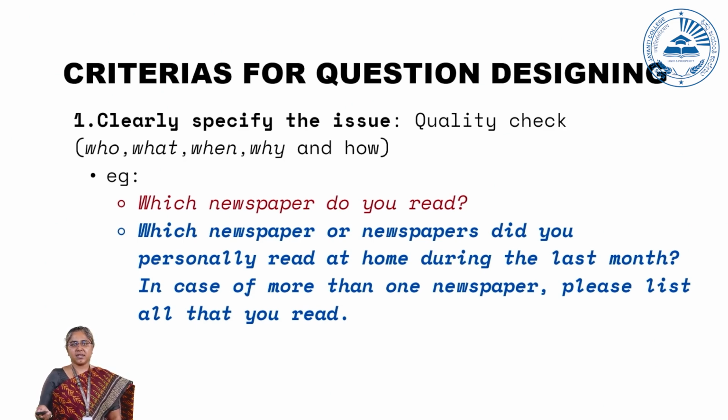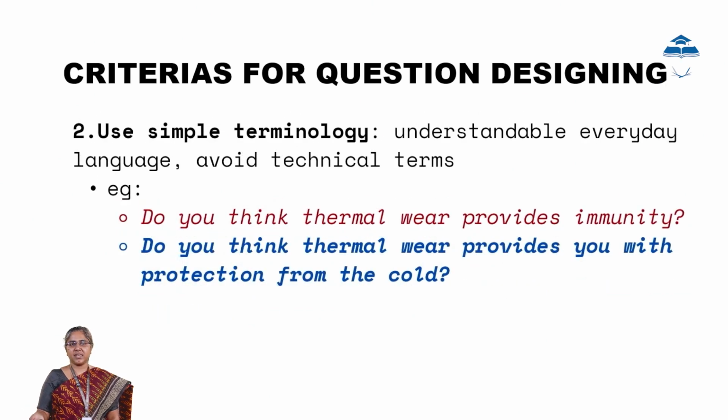The second criteria for question designing is use simple terminology. The words that you choose for framing your questions must be understandable by the respondent. You cannot use technical terms, like jargons, that would hamper the understanding of the respondents. So hence it is advised that you use everyday language and avoid technical terms. 2 examples are given below.